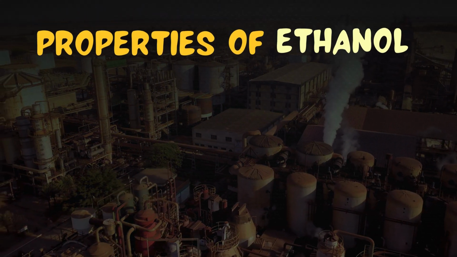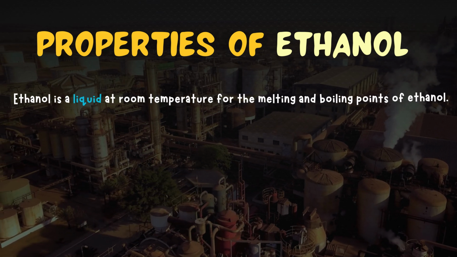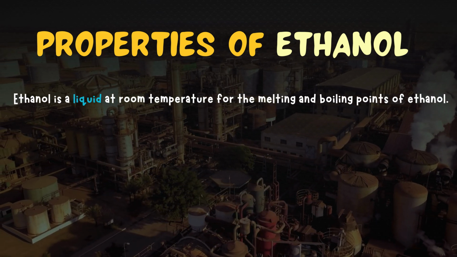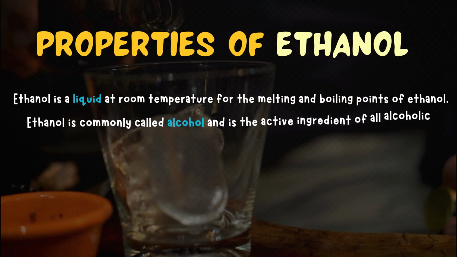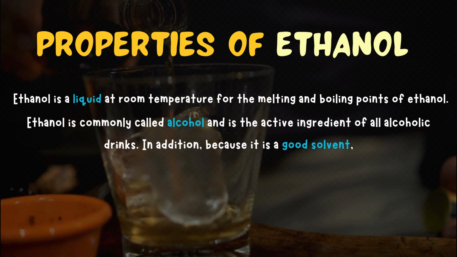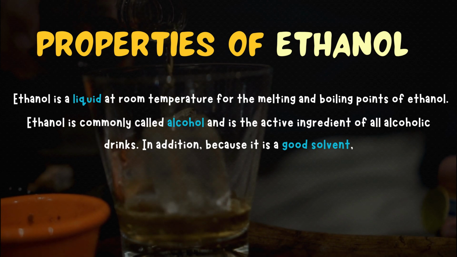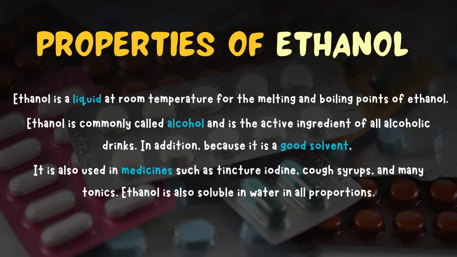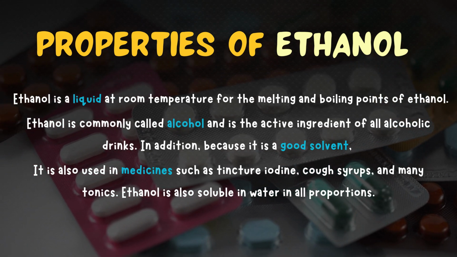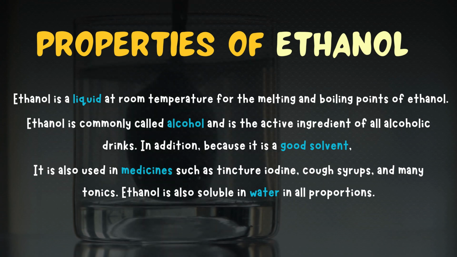Properties of ethanol. Ethanol is a liquid at room temperature. Ethanol is commonly called alcohol and is the active ingredient of all alcoholic drinks. In addition, because it is a good solvent, it is also used in medicines such as tincture iodine, cough syrups, and many tonics. Ethanol is also soluble in water in all proportions.